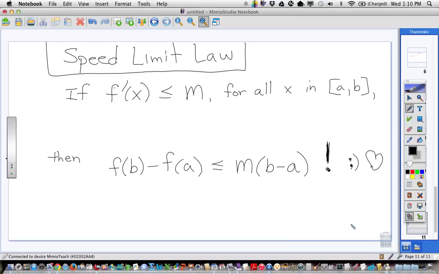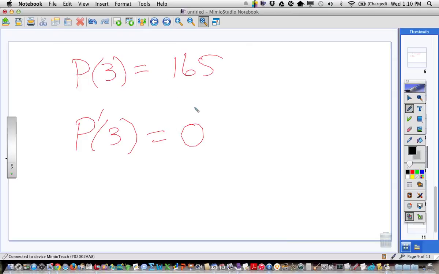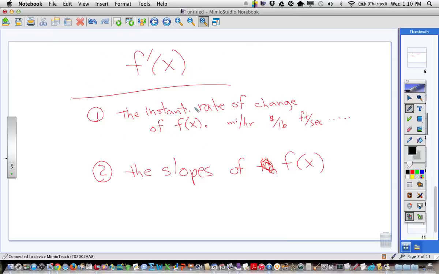Okay, so what does this mean? Well, let's try to interpret this. What we're going to do is we're actually going to interpret it two ways. We're going to interpret it one way using rate of change, speed, and we're going to interpret it another way as slopes and see what this is saying.